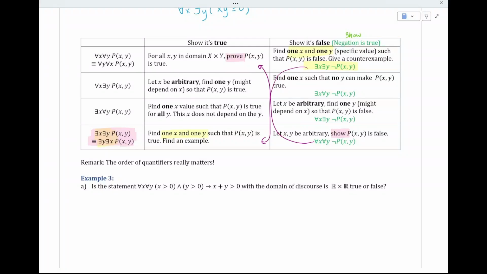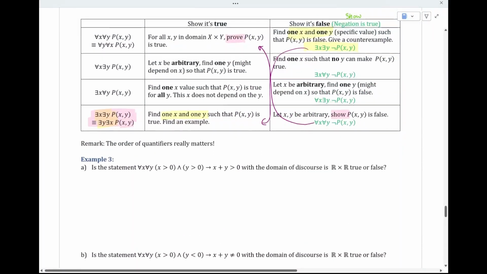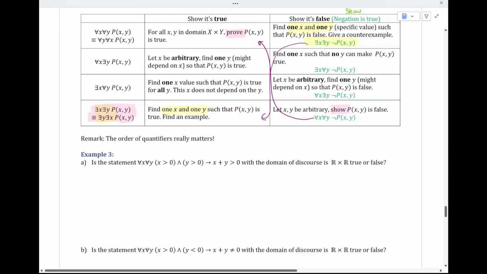The first example is example 3a. So here we are, the double for all. Is the statement for all x and all y, x is greater than 0 and y is greater than 0 implies x plus y is greater than 0? This is the one that we saw at the beginning. Two positive integers added together is something positive. So this one we think is probably true. I'm going to put my guess up here in green with a little question mark, and that'll help me determine what I should be trying to do.